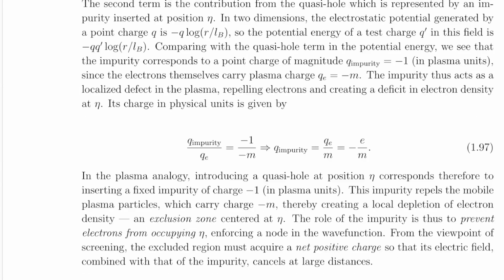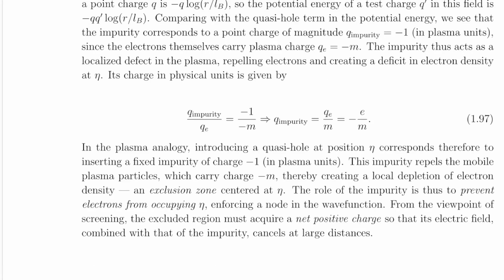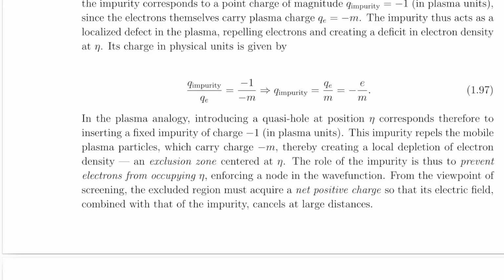This exclusion zone behaves like a positive screening cloud. Its role is to cancel the long-range electric field of the impurity, producing a net neutral configuration at large distances. From this, we find the physical charge of the quasi-hole. The impurity has charge minus 1, and the electrons have charge minus m, so the ratio gives the quasi-hole charge as minus e over m.